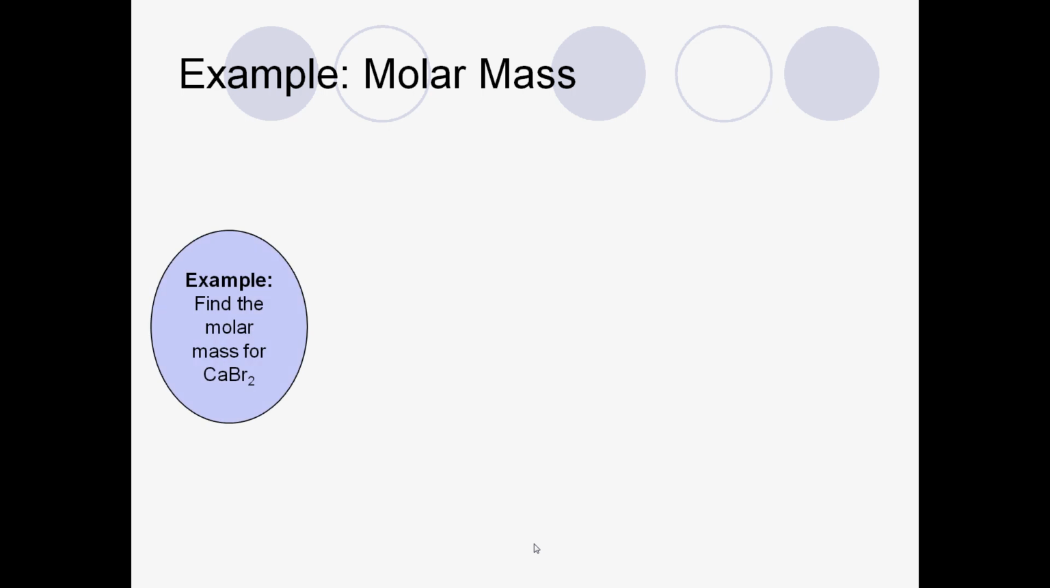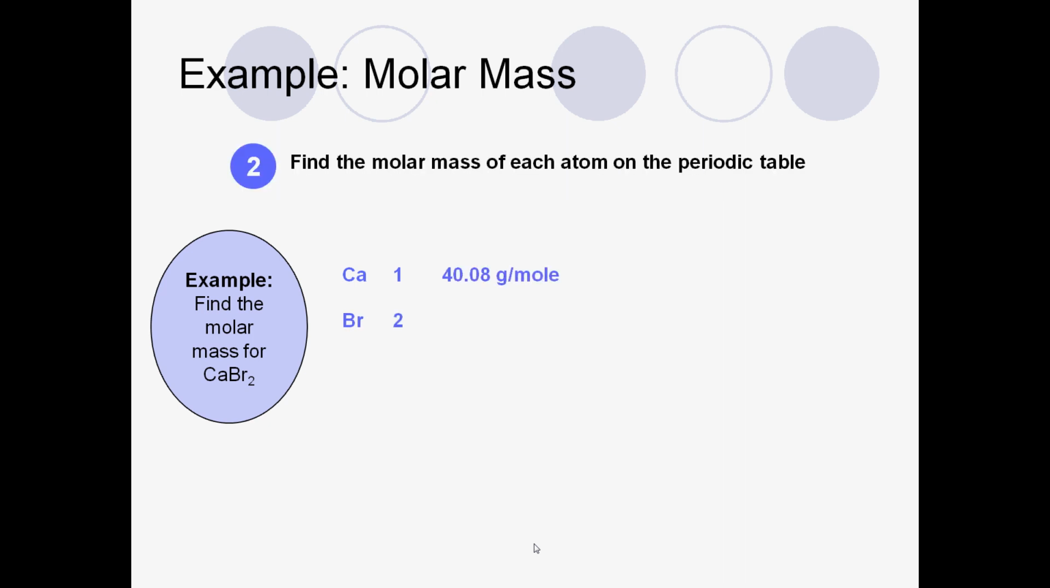So here's an example for calcium bromide. Okay, we have 1 calcium, we have 2 bromine. We find calcium's mass on the periodic table. It's 40.08 grams per mole. Always use 2 decimal places when you write down your masses. Bromine we look up, 79.91.